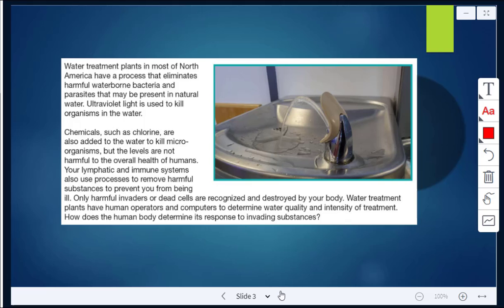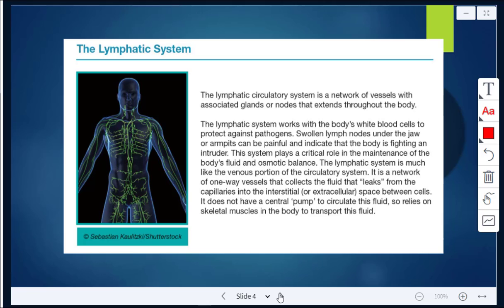Your lymphatic and immune systems will use processes to remove any harmful substances to prevent us from being ill. Only harmful invaders or dead cells are recognized and destroyed by our body. So what we're going to look at is how the human body determines its response to invading substances.